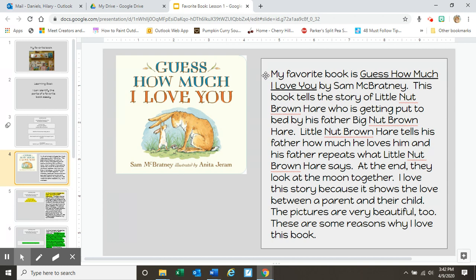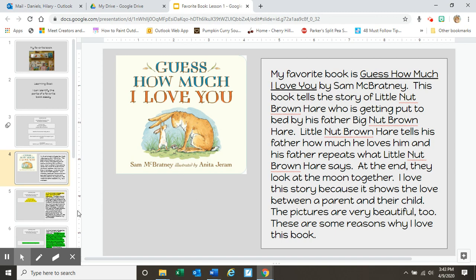My favorite book is Guess How Much I Love You by Sam McBratney. This book tells the story of little Nut Brown Hare, who is getting put to bed by his father, Big Nut Brown Hare. Little Nut Brown Hare tells his father how much he loves him, and his father repeats what Little Nut Brown Hare says. At the end, they look at the moon together. I love this story because it shows the love between a parent and their child. The pictures are very beautiful too. These are some reasons why I love this book.